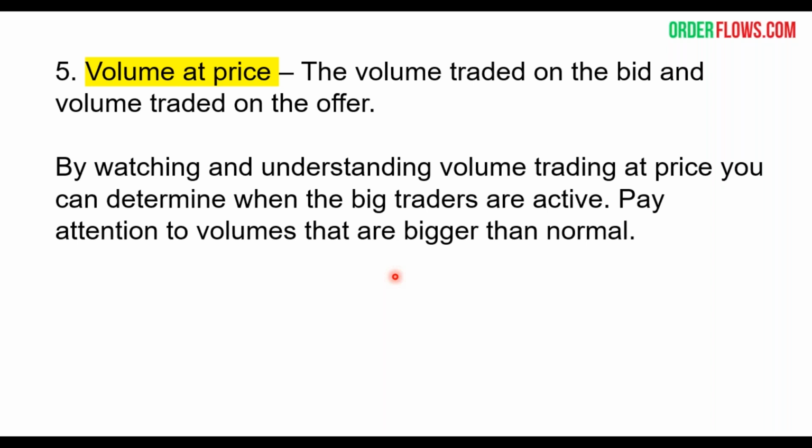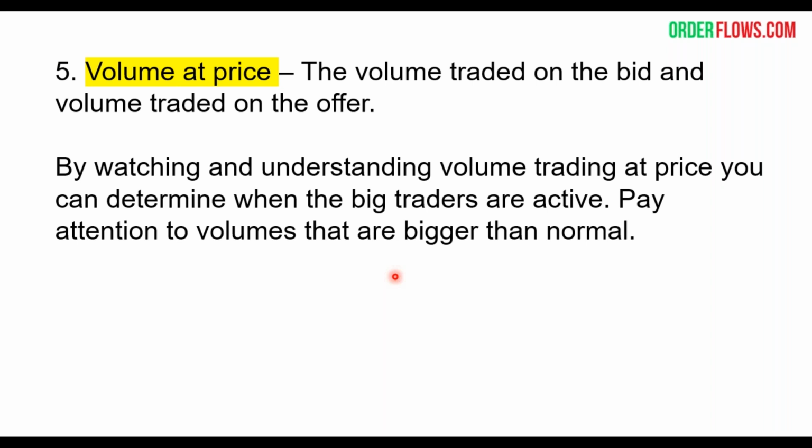Now, volume at price. Obviously, to see volume at price, you can't be looking at a candlestick chart. You need to be looking at a footprint chart, an order flow chart, because you're going to be looking at the volume traded on the bid and the volume traded on the offer. If you're looking at a DOM, it's going to be hard to track, unless you're like Rain Man and can process all those numbers instantly. That's why we use an order flow footprint chart to make it easier to see.